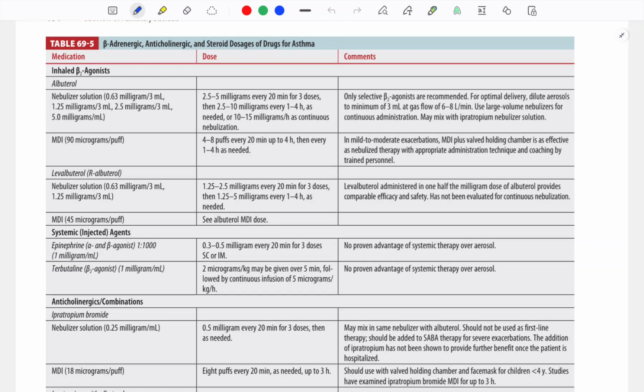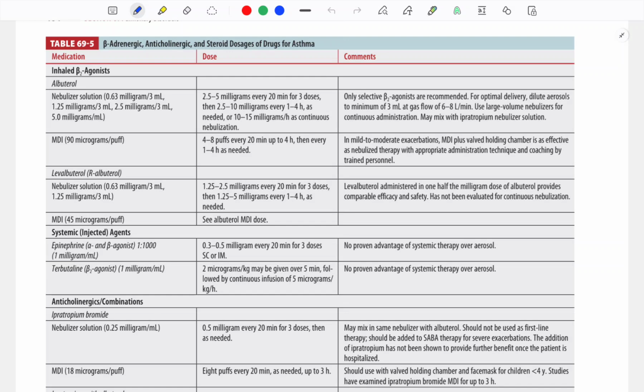यानी back to back nebs 3 times for 1 hour जो हम देते थे. लेवोसाल्बुटामोल का डोज इसका हाफ होता है, 1.25 to 2.5 mg. Only selective beta 2 agonists are recommended.